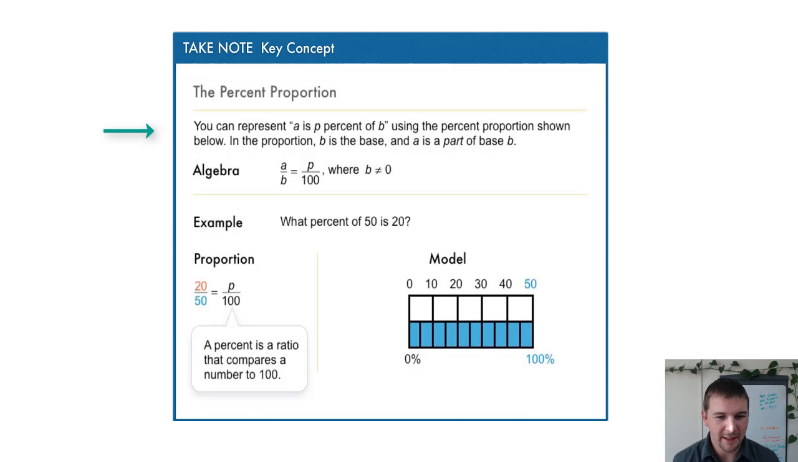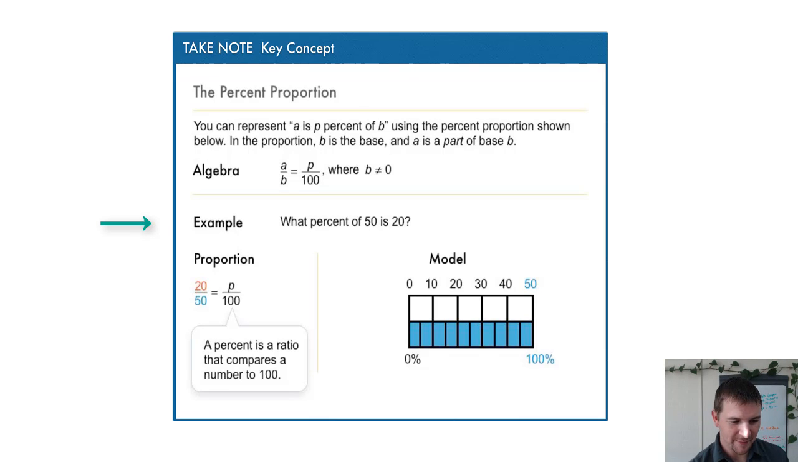So that's vocab and a way that we'll be referring to these values. B is the base, A is a part of the base. So an example, what percent of 50 is 20? Well, we can plug these values into the percent proportion.